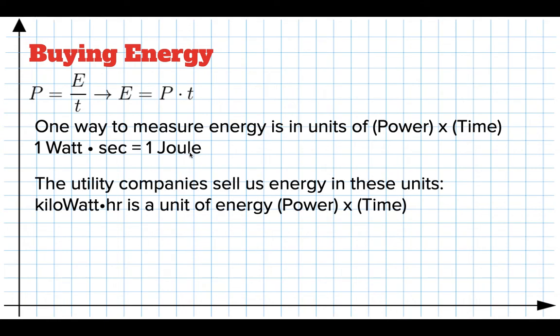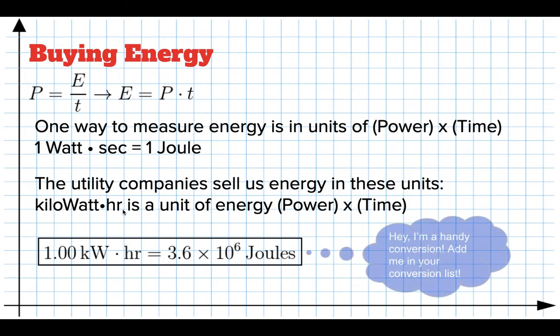So the utility tells us energy in a unit that looks like this. It's called a kilowatt hour. Kilowatt is a unit of power, hour is a unit of time, and that's actually a unit of energy. Okay? So when we buy energy, we get charged based on how many kilowatt hours of energy we use, and that's a unit of energy.